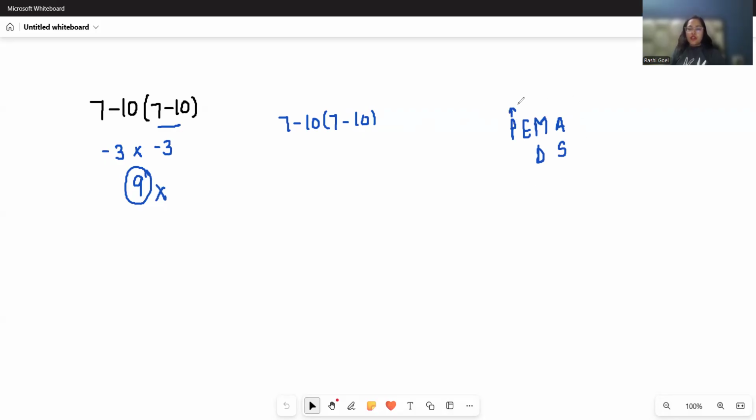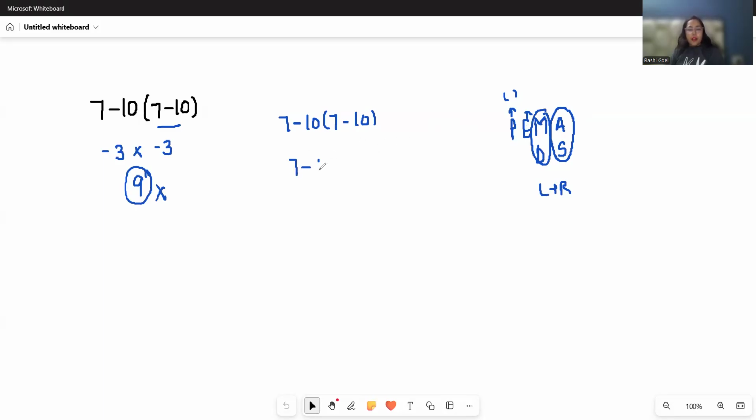So here P stands for parenthesis. First always solve the parenthesis if given, then exponent, then multiplication and division. Both have the same priority but you have to solve them from left to right. Similarly, addition and subtraction have the same priority but you have to solve them from left to right. So let's solve this expression with the help of the PEMDAS rule.